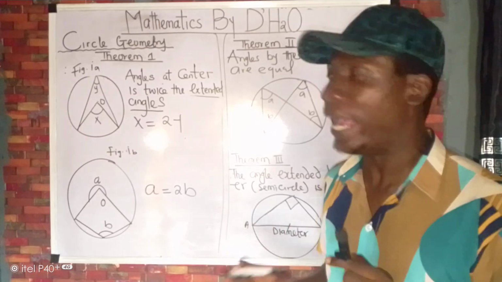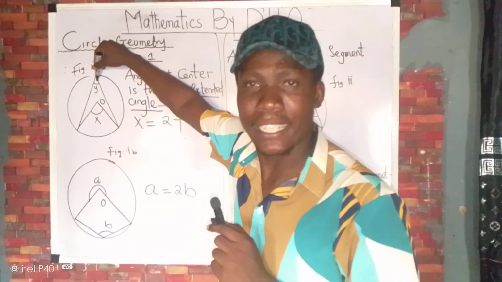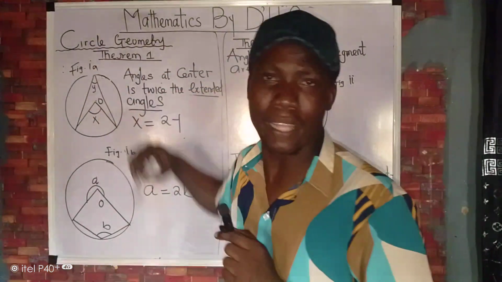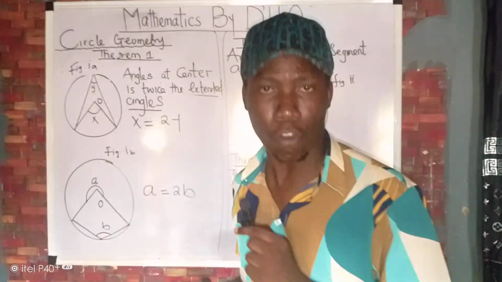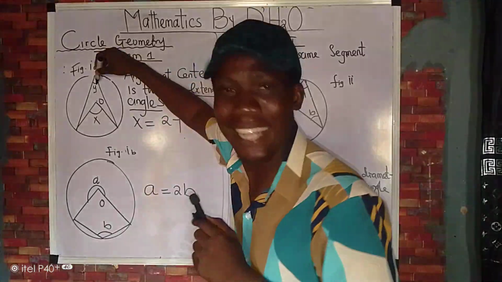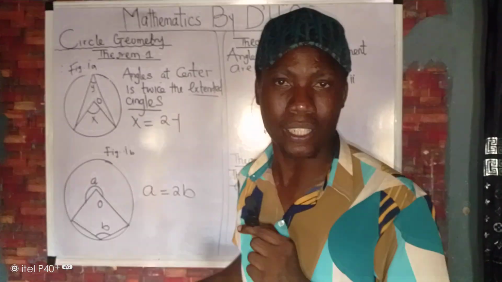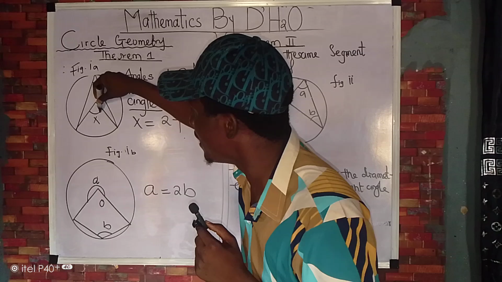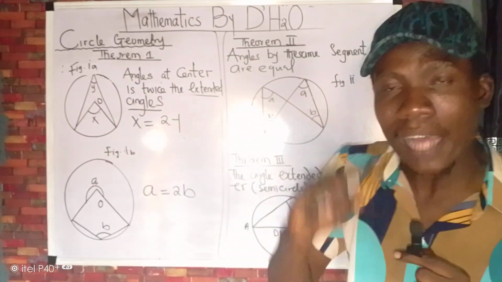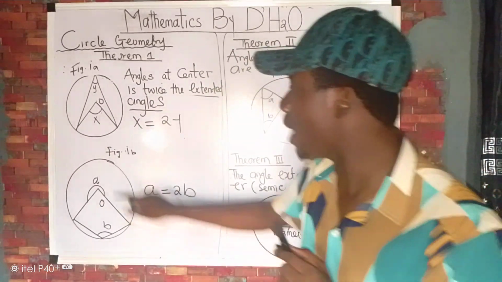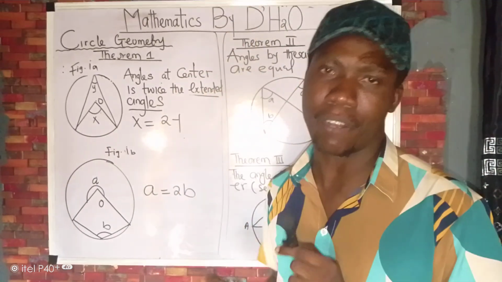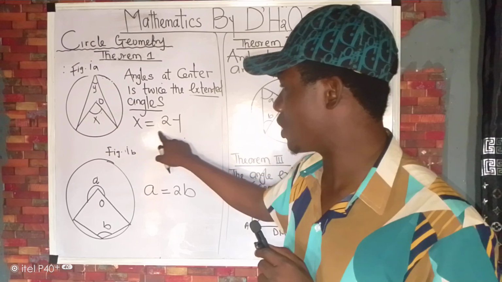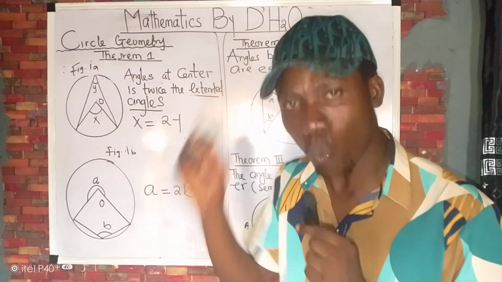So what does that mean? It means that if this one is 5, this one will be 10. If this one is 20, this one will be 40. If this one is 30, this one will be 60. And if here is 60, guess what here will be? 120. Why? The angle at the center is twice the angle at the circumference. That is so clear. So X is equal to 2Y.